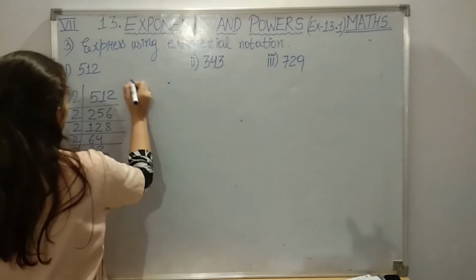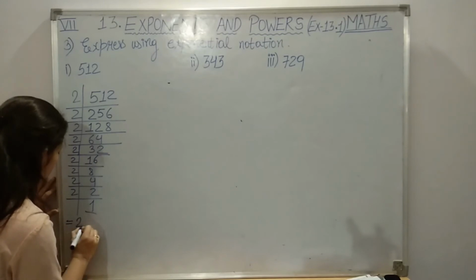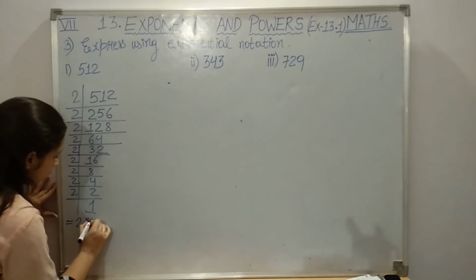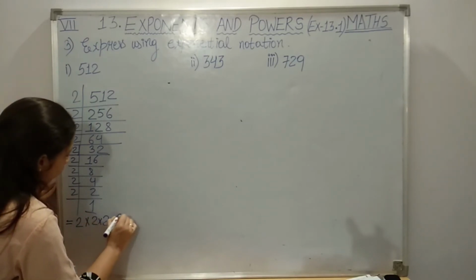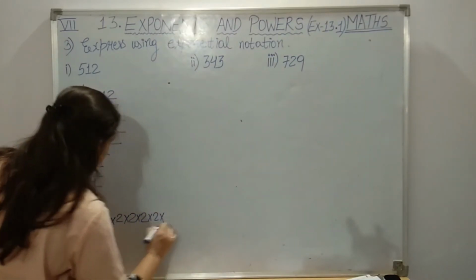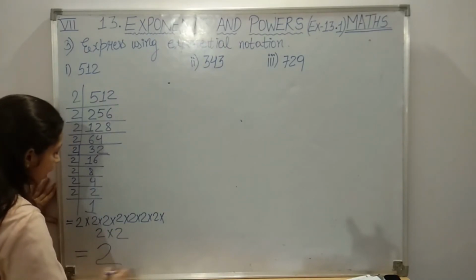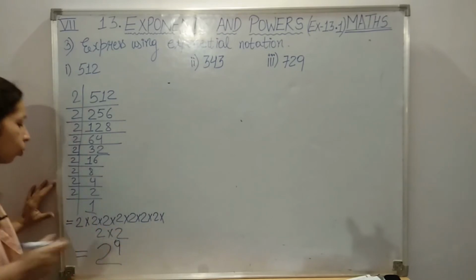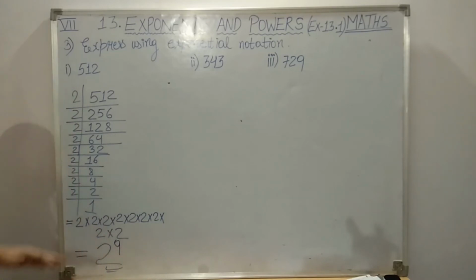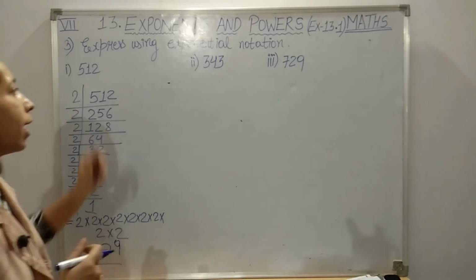Let us write, students. So I will be writing it as, here I am writing. How many times 2 is there? 1, 2, 3, 4, 5, 6, 7, 8, 9. 9 times, students. So 2 into 2 into 2 into 2 into 2 into 2, again into 2 into 2 into 2. So I have multiplied 2 9 times. That's why its exponential form can be 2 raised to the power 9. Clear, students? This is the answer. Here we have expressed 512 as 2 raised to the power 9. Got it?